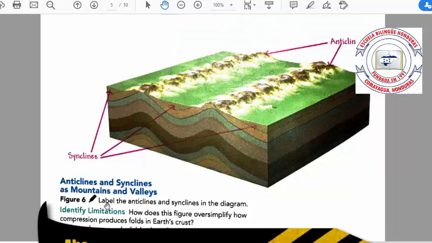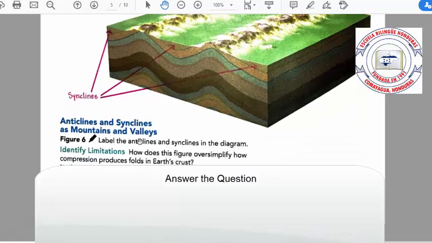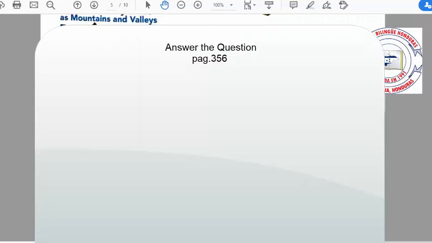Okay, the next diagram, guys, you have to label the anticline and syncline in the diagram. What part is the anticline, and what part of the diagram is the syncline? Okay, and you have another question. Identify limitations: how does this figure simplify how compression produces folds in Earth's crust? You have some lines again, guys. Give me the answer over there.